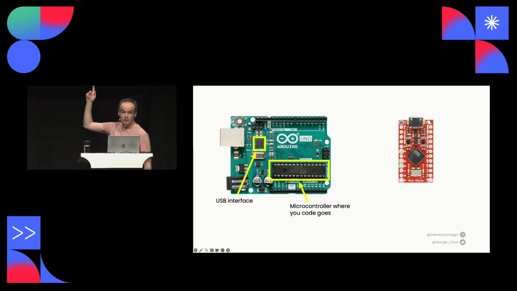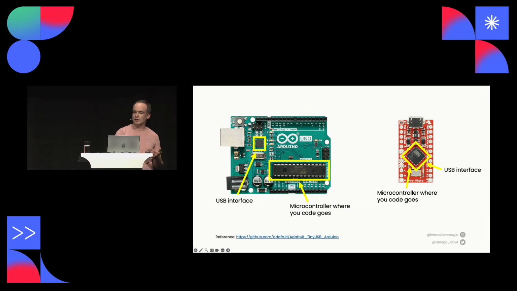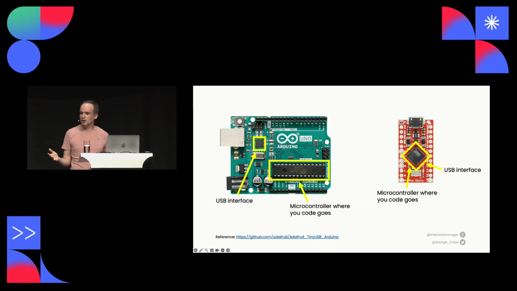Now, this Arduino, on the other hand, this also has a chip where your code goes, but it's the same chip with the USB interface on it. And that enables us to, in code, reprogram this USB device to appear as anything we want to this computer, and in particular, a device from the HID, Human Interface Device class, like a keyboard.